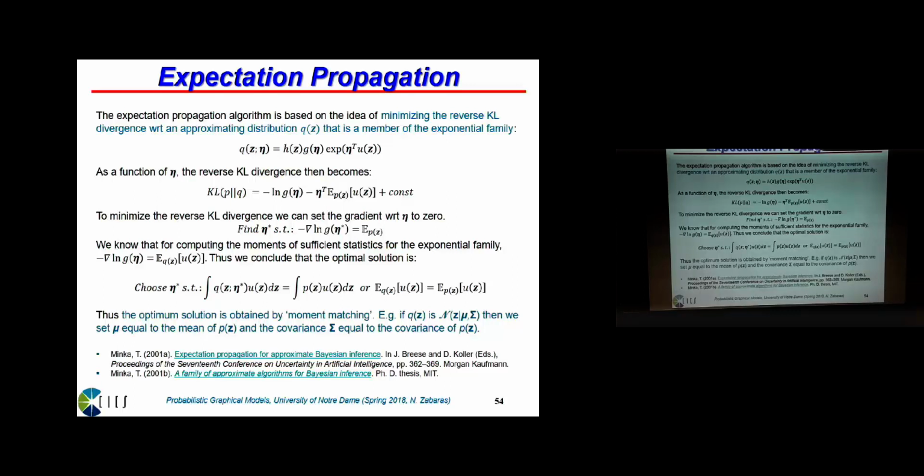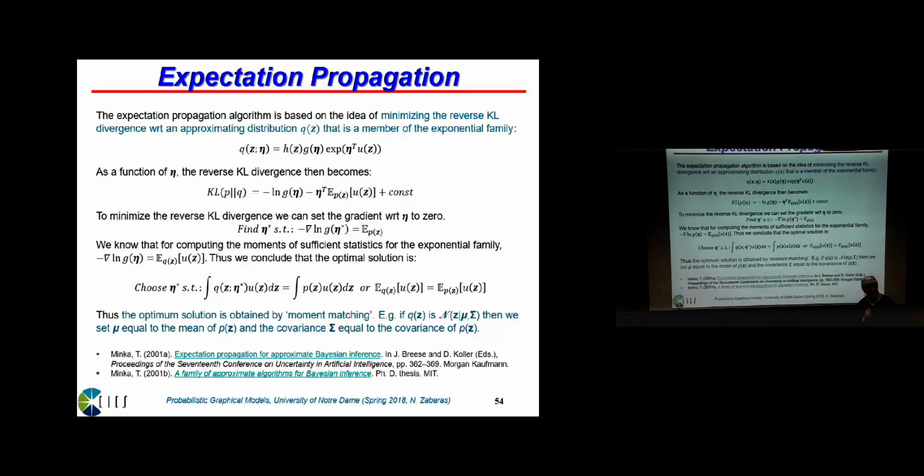And obviously, you can push it further and use second order moments. You can show that the variance of U of Z with respect to Q of Z equals the variance of U of Z with respect to P of Z, etc., etc. So the conclusion is that when you try to minimize the KL distance from a distribution P to another distribution Q in the exponential family, then the moments of P and Q match.